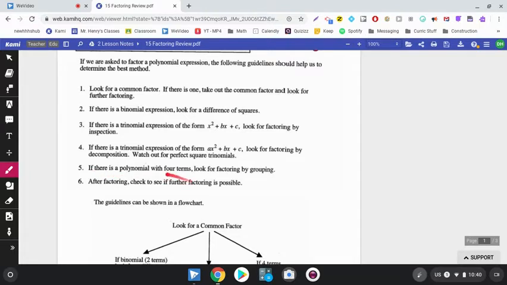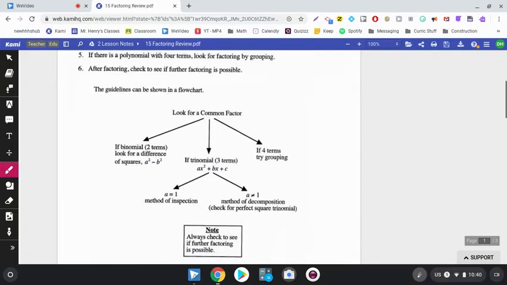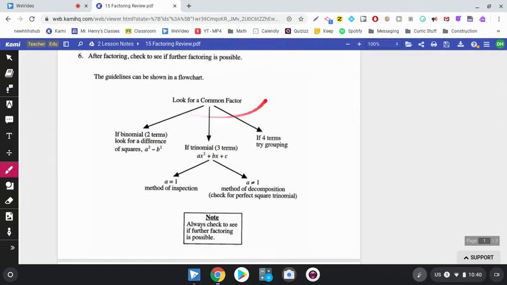And then if it's four terms, the only way I know how to factor is grouping. I've already taken out the GCF, and then I look to factor by grouping. And at the very end, it says always look to factor further. So maybe I can keep going and keep going. So here it is in the flow chart. Look for a common factor. If I have a binomial, difference of squares is the only option. If it's a trinomial, maybe I do inspection, maybe I do decomp. And if it's four terms, I have to try grouping. And always look. So this is huge. This is a great reference. As you're doing the homework, you can jump back to this flow chart, and it'll really help you out.